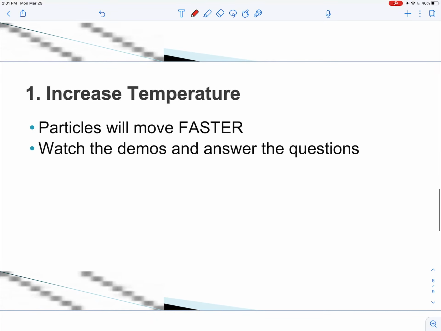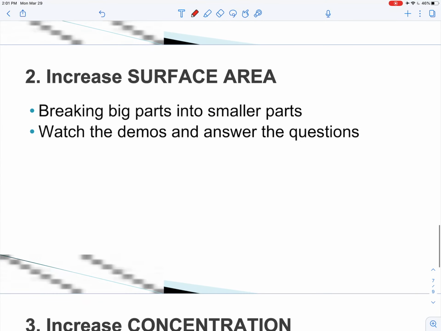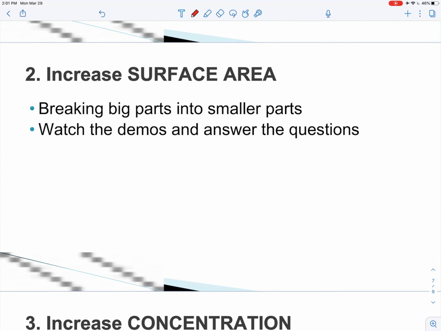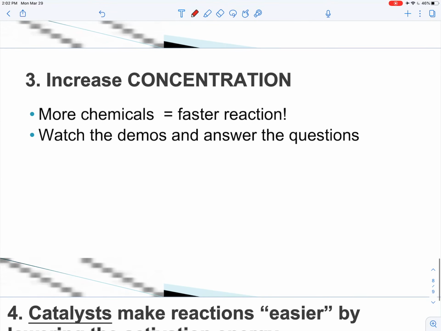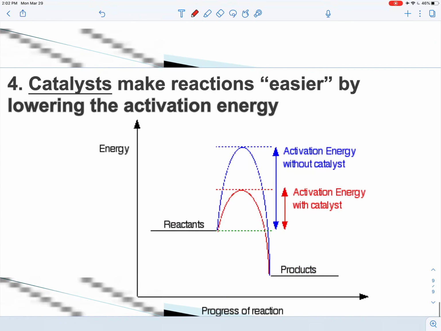1, increase the temperature. Remember, if particles are moving faster, they're going to react faster. Increase surface area. This is when you break big parts into smaller pieces. That increases the surface area. So this would also help our reactions move along a little faster. We can increase the concentration of chemicals. So a more concentrated chemical means that we have more of that chemical. If you have more of it, then it's going to react faster.